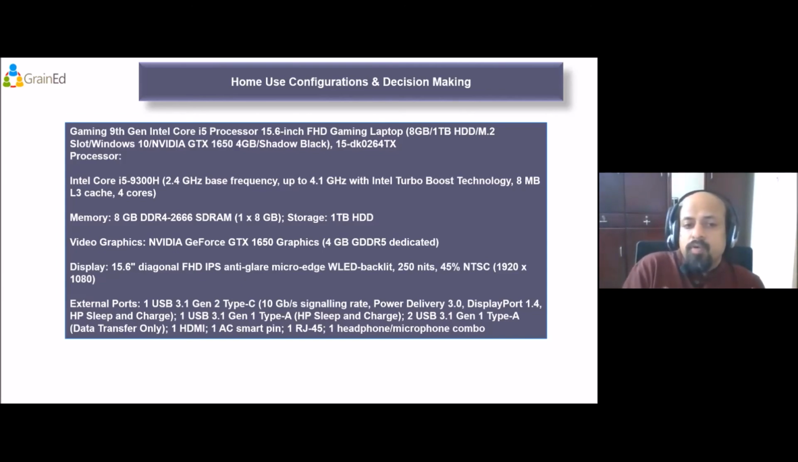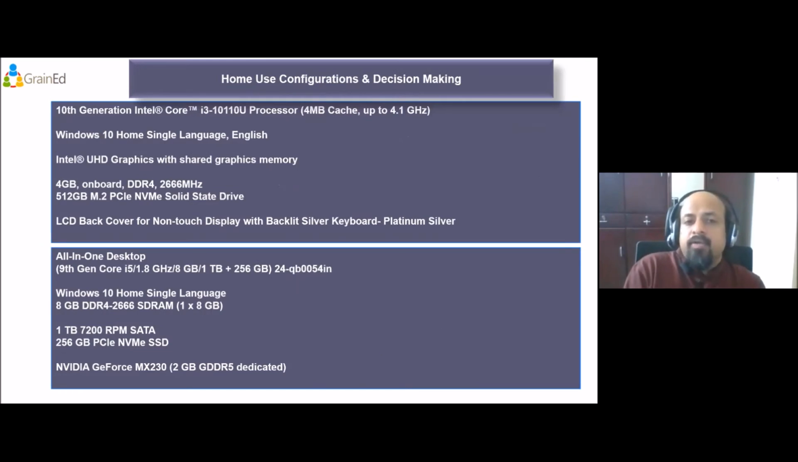And then you have ports. You have USB ports, different USB ports, and all this. And then you have something a bit simpler, a 10th generation Intel Core i3. I think I am using something similar to this. It's also the latest, with Windows 10 and Intel UHD graphics. For my purpose, I'm using this 4 GB RAM. And then all-in-one desktops, you have that kind of configuration.